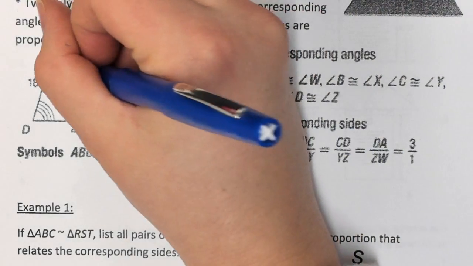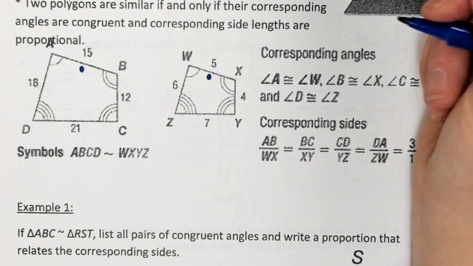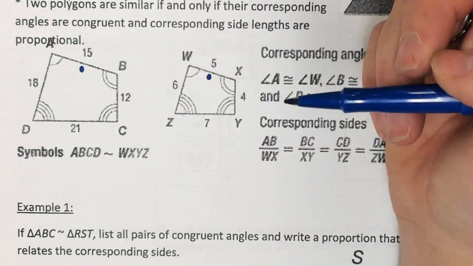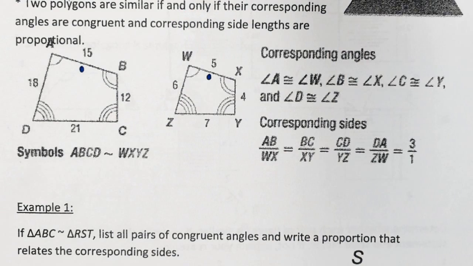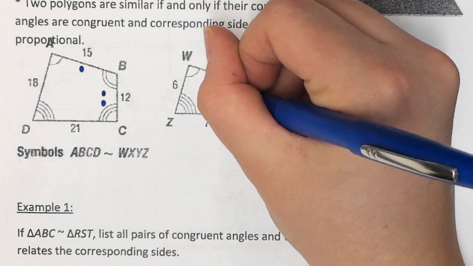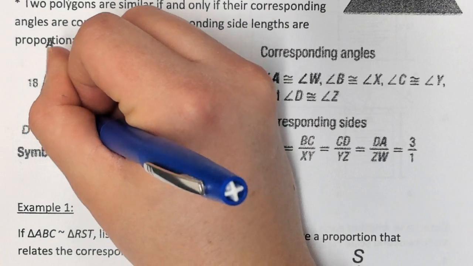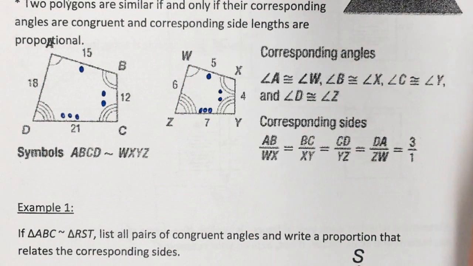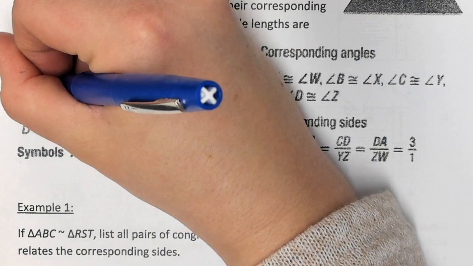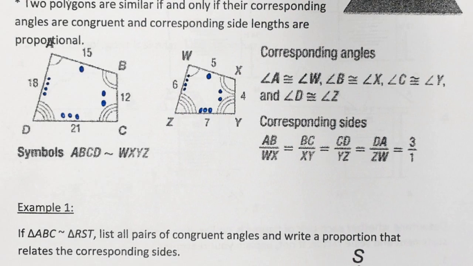So A to B needs to be proportional to W to X. Now the reason I'm using dots is because I'm not going to put a dash, because they're not congruent. They are proportional. So A to B goes with W to X. B to C goes with X to Y. DC goes with XY. And then this last one, AD, goes with WZ. You don't have to do the dots if it doesn't help you. I just want you to see which one goes with which.